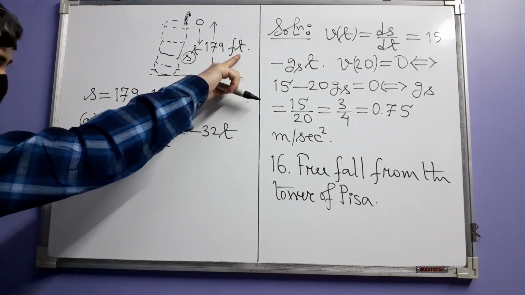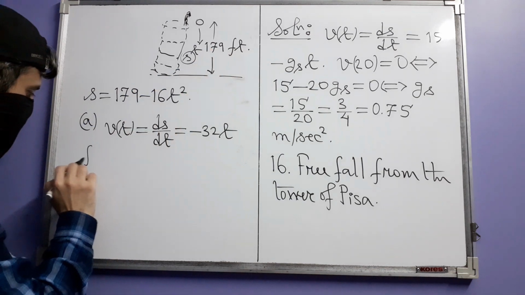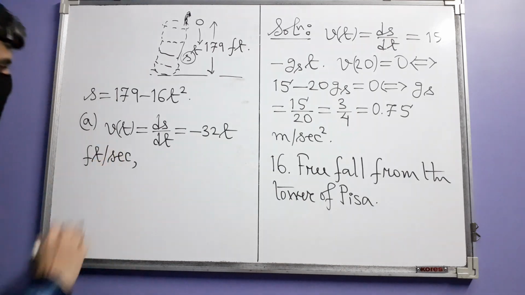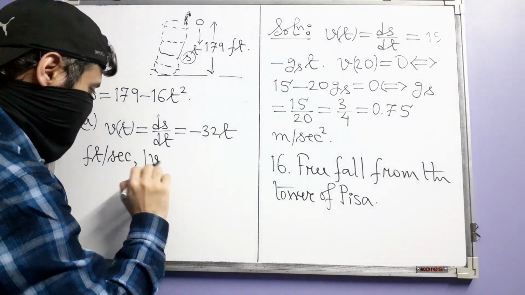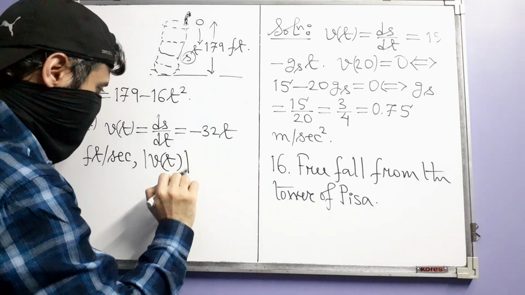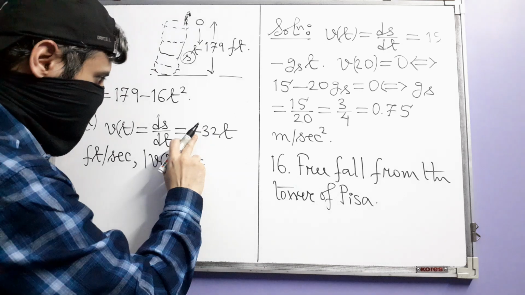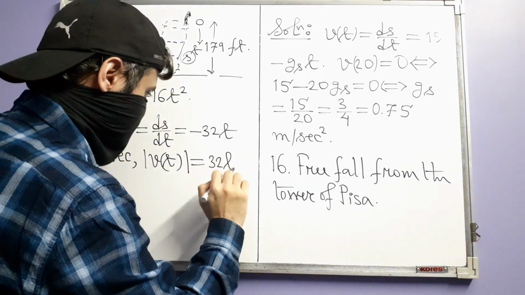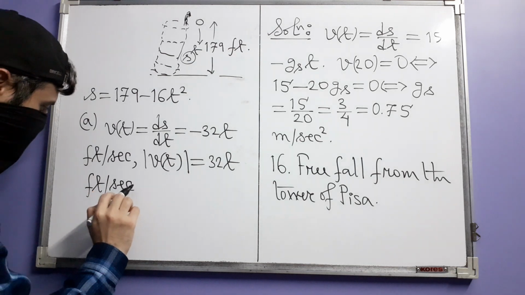And don't forget, the distance is being measured in feet, not meter. Feet per second. Then speed. Speed is the absolute value of velocity, which in this case is a little different because this is minus 32t. So this will be 32t feet per second.